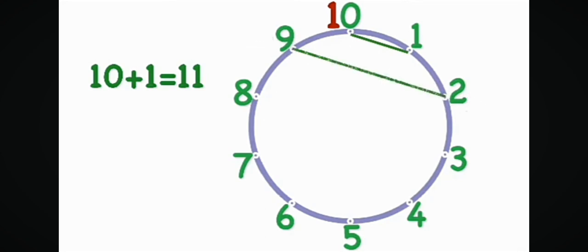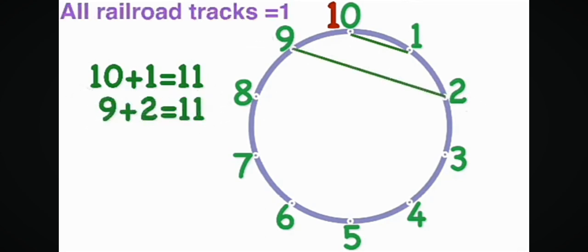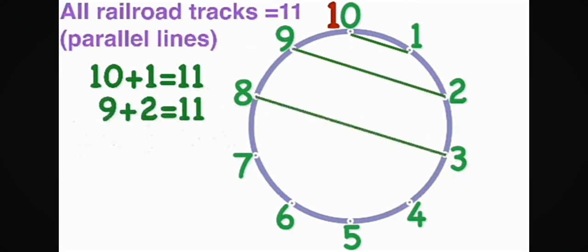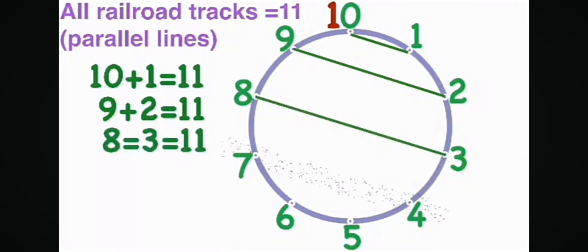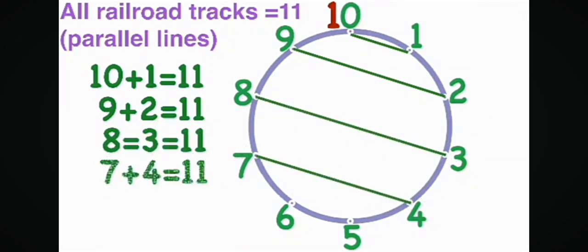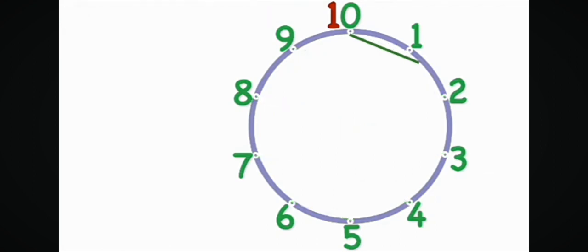And 9 plus 2 are the next numbers below 10. They're one bigger and one smaller. And then 8 and 3, and 7 and 4, and 6 and 5. And if you turn the numbers around, 1 and 10, 2 and 9, 3 and 8, 4 and 7, 5 and 6, they also add up to 10-1, or 11. And now we're at 10-2.